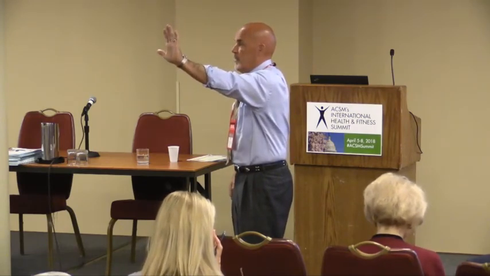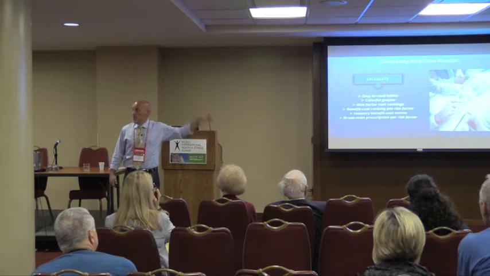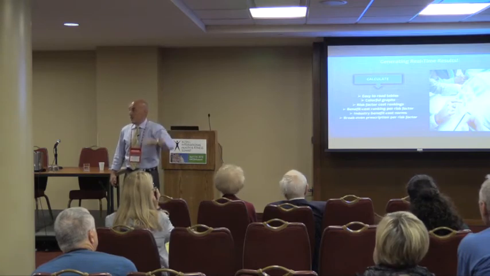Once you're on there, you hit the calculate button. There's a blue calculate button. After you type in all that data, these are just data cells. They're on a single screen. You don't have to go from screen to screen to screen and drive yourself crazy. And in this case, the outcome is going to be a couple of tables and a couple of graphs on the same screen. Everything's on one screen. Okay? Try to make it simple and straightforward. It's also going to list risk factor cost rankings, in rank order from highest to lowest.